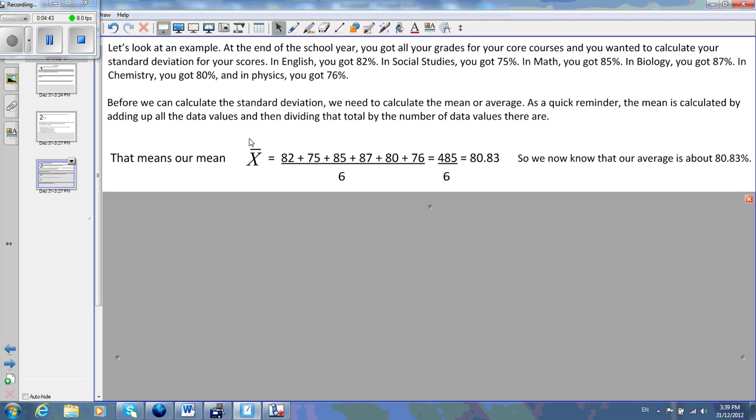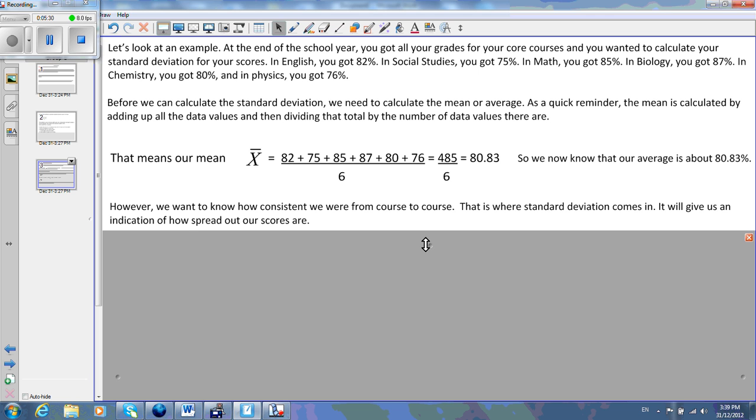That means our mean, represented by this X bar symbol, is all of our scores. 82 plus 75 plus 85 plus 87 plus 80 plus 76. There they are. And there are 1, 2, 3, 4, 5, 6 of these scores, so they're all divided by 6. So we add up all of the top numbers in our calculator, we'll find out that they total 485. We divide that by 6, and we're going to end up with a mean of 80.83. So we now know that our average is about 80.83%. Yay, we are honor students.